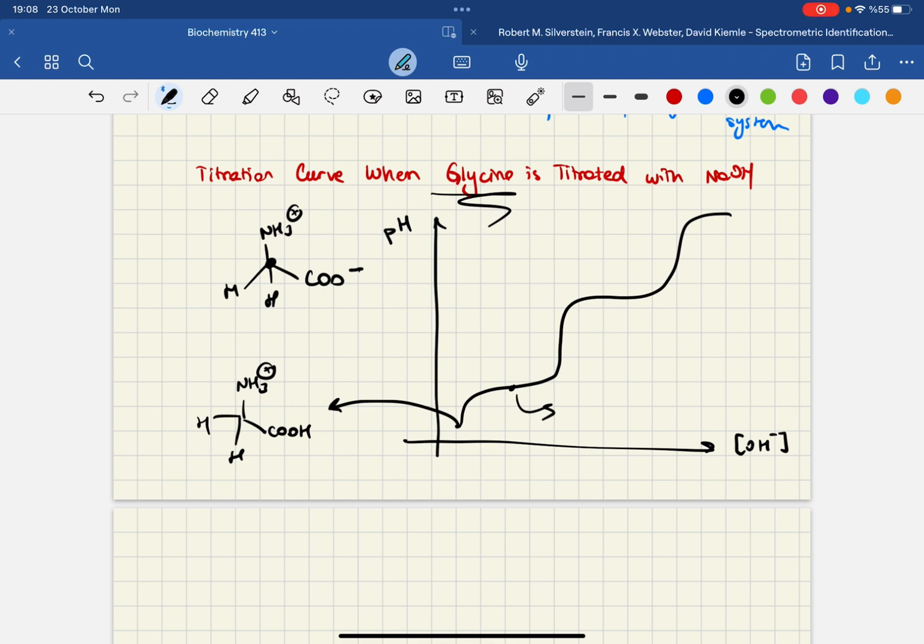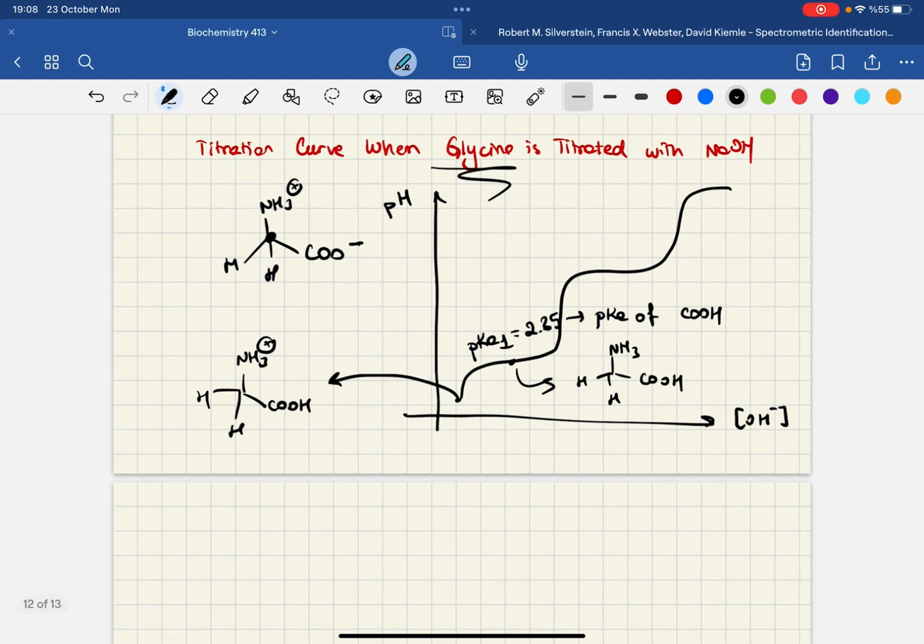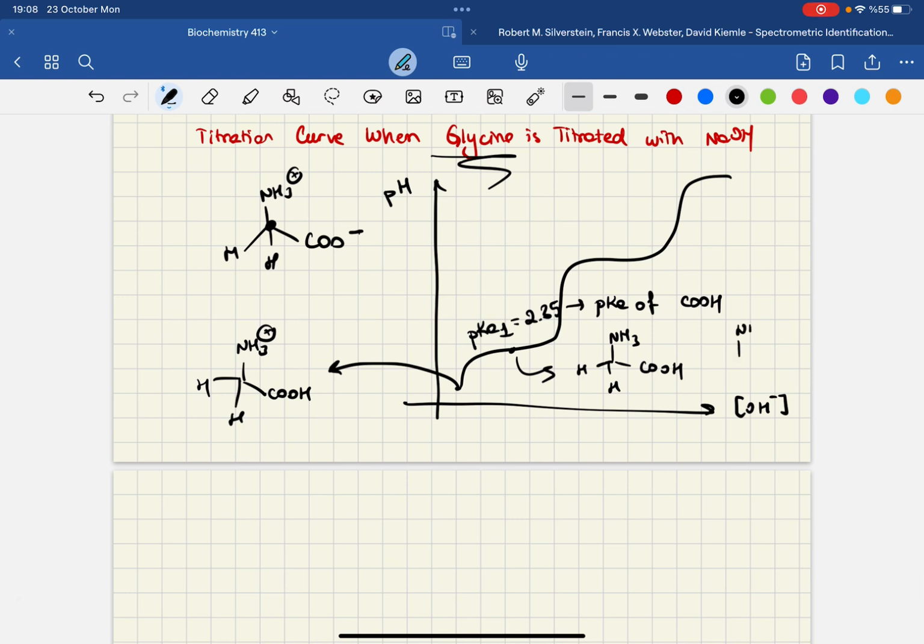Here we will have both of the amino acids. This is the pKa1 equals 2.35, which is the pKa of the carboxylic acid. Here we will have both of the amino acids, first the protonated one, and second the one with the carboxylic acid group losing its hydrogen. These are the molecules that we will observe at the pKa1 value.